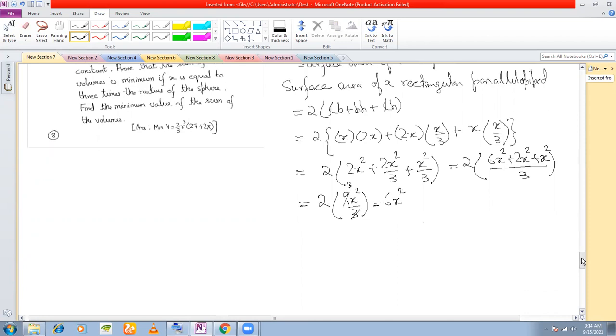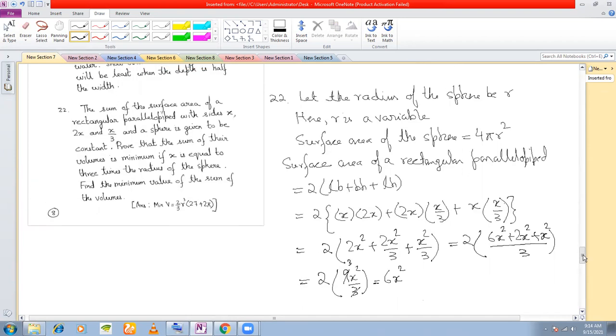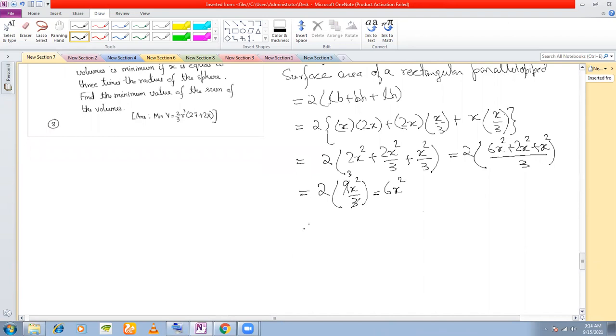So what is given here? That the surface area of the sphere and the surface area of the rectangular parallelepiped is given to be constant. So therefore, surface area of the sphere here is 4 pi r square plus surface area of the rectangular parallelepiped is 6x square is equal to constant, right? Let us call this equation number 1, right?